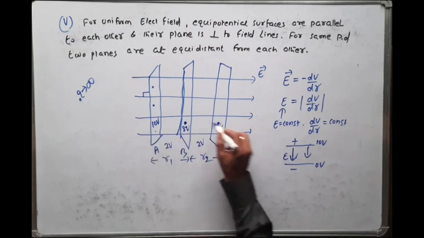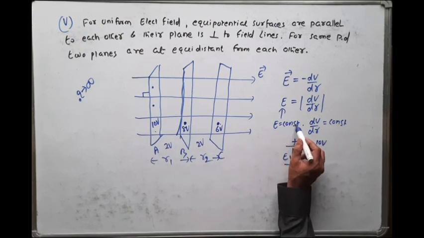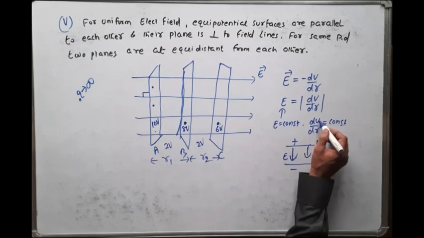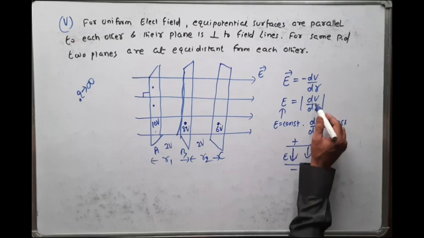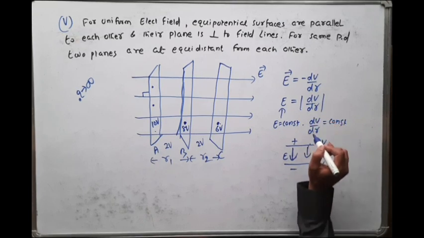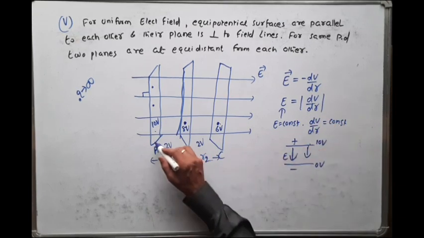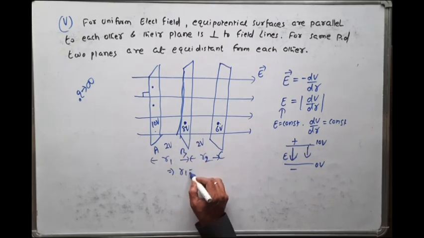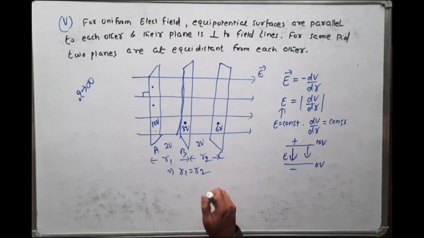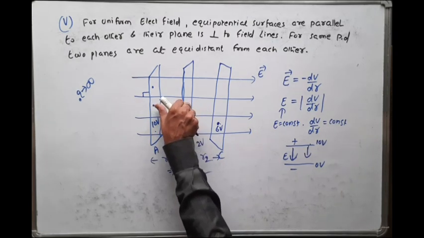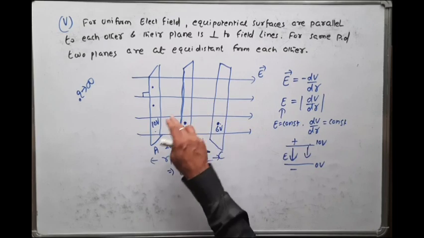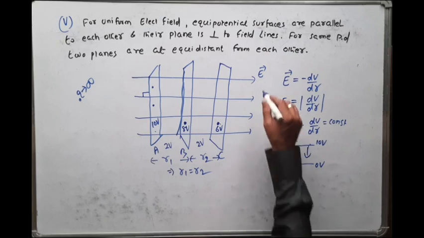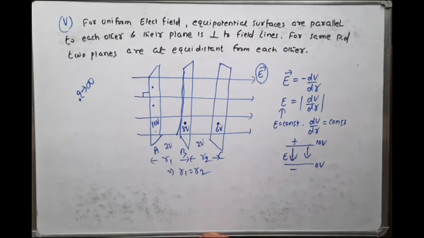So here electric field intensity is constant. Potential difference between two plates is constant, that is dV is constant. So if E is constant and dV is constant, automatically dr is constant. dr means distance of separation between two plates. So that implies here I can say R1 is equal to R2. That means if the potential differences are the same, then the distance between the two plates will also remain the same, provided electric field intensity is constant.